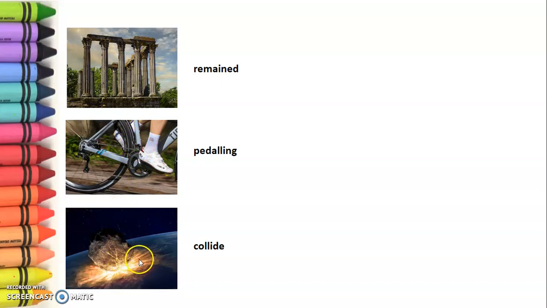Number 9, collide, especially of moving objects, to hit something violently. It was predicted that a comet would collide with our planet. Another example is, I thought the boats were going to collide, but one sheered off at the last second.